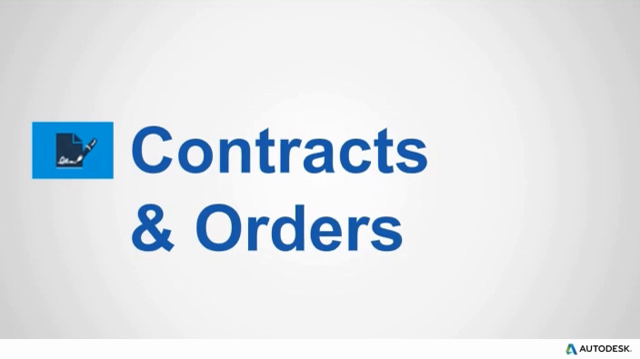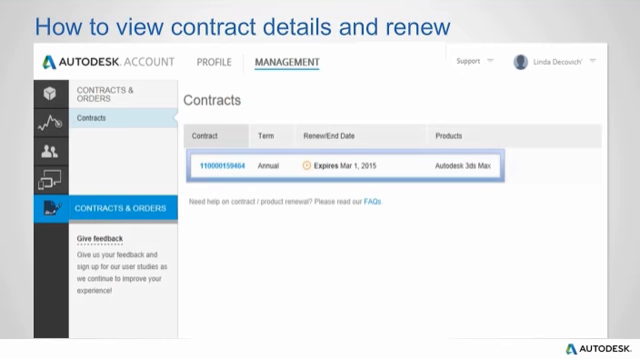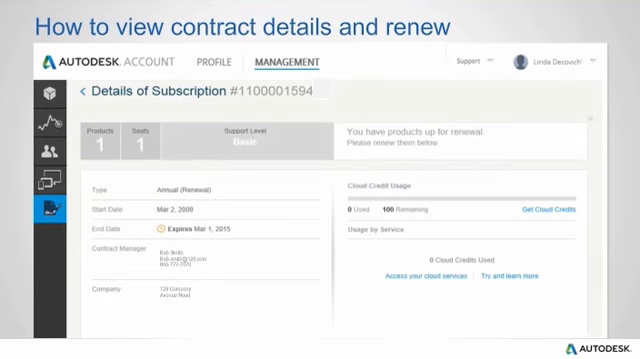I will show you how admins can view contract details. Although the license asset report from Subscription Center is not yet present in Autodesk Account, it is easy to view contract details. You're going to click on Contracts and Orders, and this is where you're going to see a master list of all your contracts. In this example, we only have one contract. We're going to click on it, and that'll take you to the contract details. You'll see the contract number, start and expiry dates. You can even purchase more cloud credits from here if necessary.